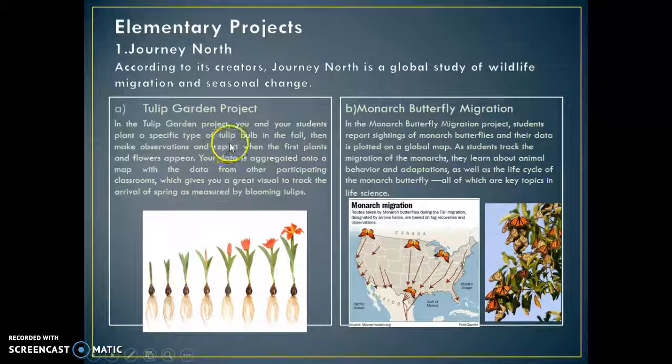Your data is aggregated into a map with the data from other participating classrooms, which gives you a great visual to track the arrival of spring as measured by blooming tulips, and you can connect it to the study of weather, geography, and plant life cycle. Then there's the monarch butterfly migration, where students report sightings of monarch butterflies and their data is plotted on a global map, so students can actually see what other people are reporting.